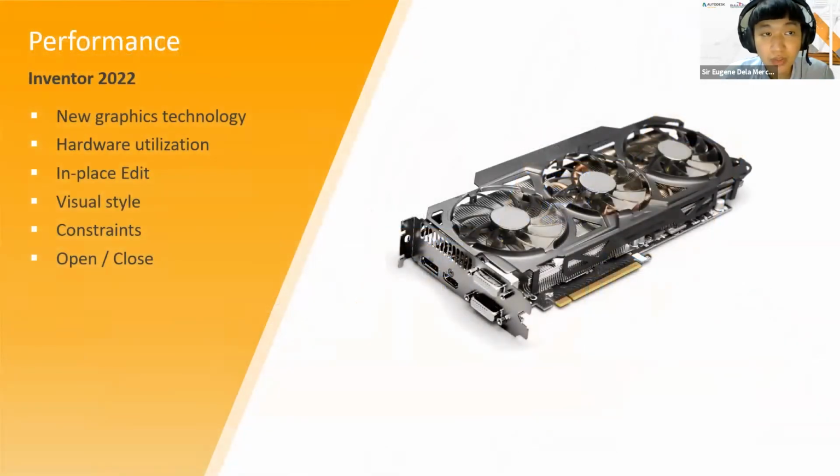The performance improvements in Inventor 2023 include the new graphics technology. We now utilize our GPU, or graphics processing unit, for our visual styles like displaying wireframe and silhouette edges. In-place editing is also enhanced. As you can see, whenever we create sketches and work features, it now executes faster. We have the constraint status that we can display now in Inventor 2022. And of course, the opening and closing of documents is now faster.